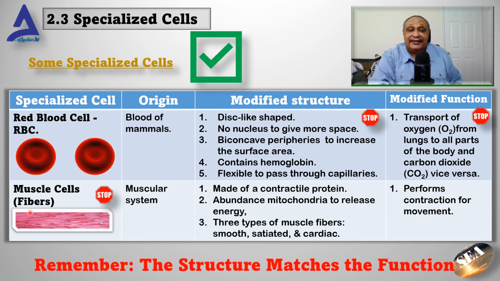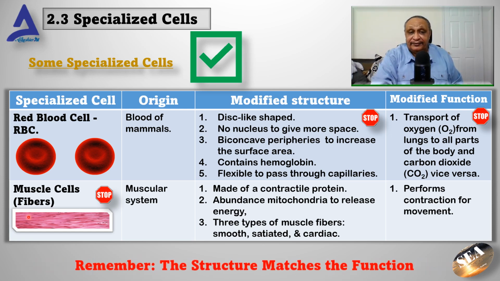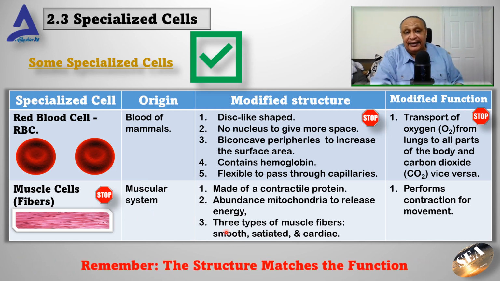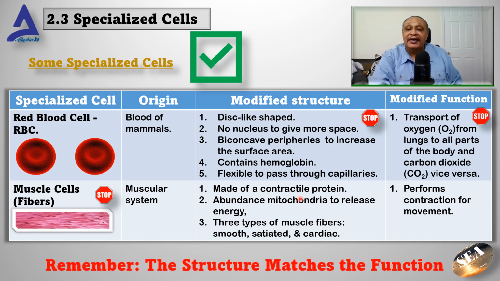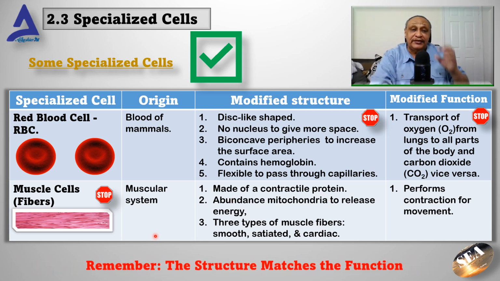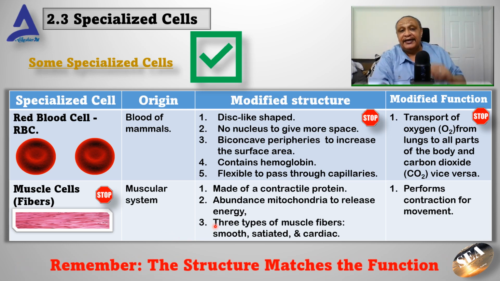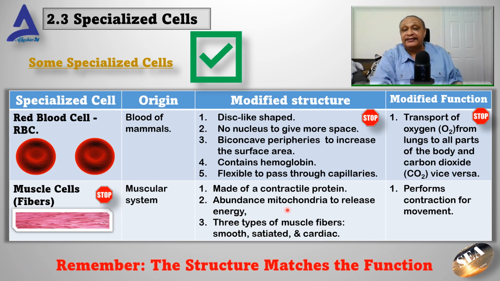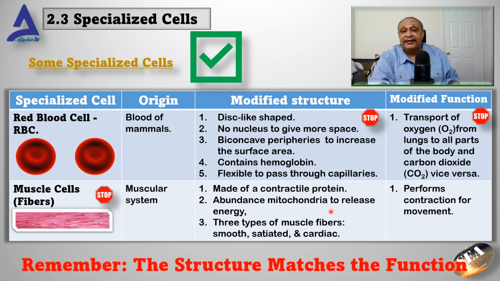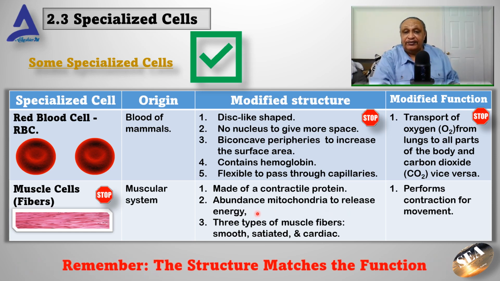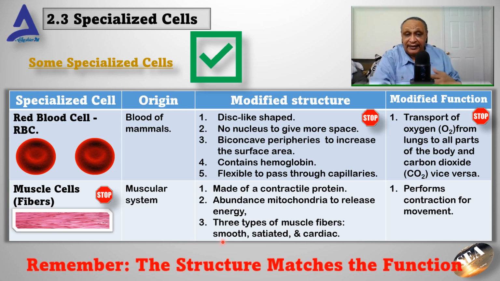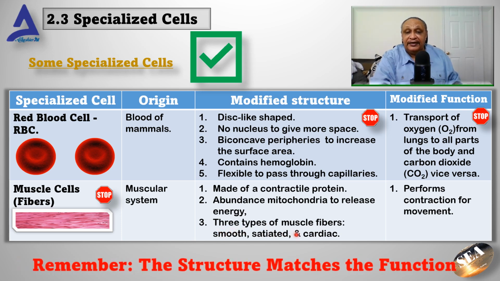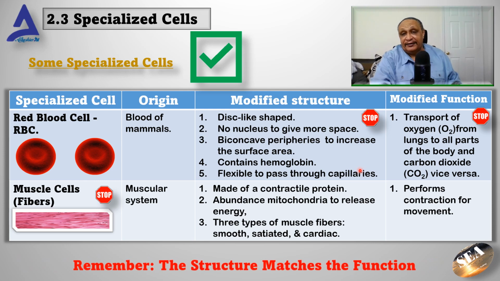The second cell here is the muscle cell or the muscle fiber. It's present in the muscular system of mammals and other animals and is made of a contractile protein. So this is a specific type of protein. It can contract. Also, there is an abundance of mitochondria to release energy. We know that the mitochondria are able to release energy. And there are three types of muscles: smooth muscle, striated, and cardiac muscle.